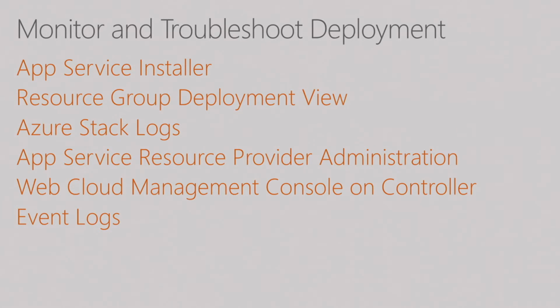Other issues, occasionally, if the internet connection fails when downloading one of the open source packages, then that could be reported. The resource group deployment view is probably the best way to see everything deployed and gives you an idea of when something failed. We have Azure Stack logs, which I'm going to show you where to find. The App Service Resource Provider Administration tool can provide you with information.